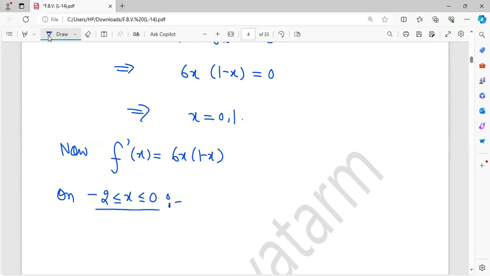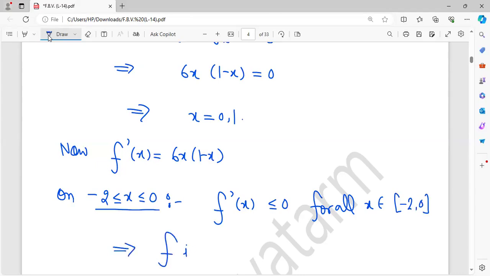We have the derivative is non-positive. f dash x is less than or equal to 0 for all x belonging to the closed interval minus 2 to 0. So by the mean value theorem, this implies f is monotonically decreasing on the closed interval. Okay.